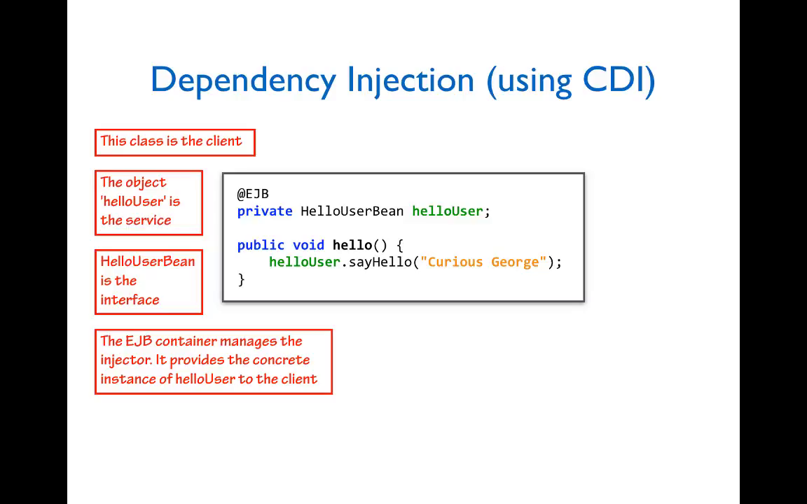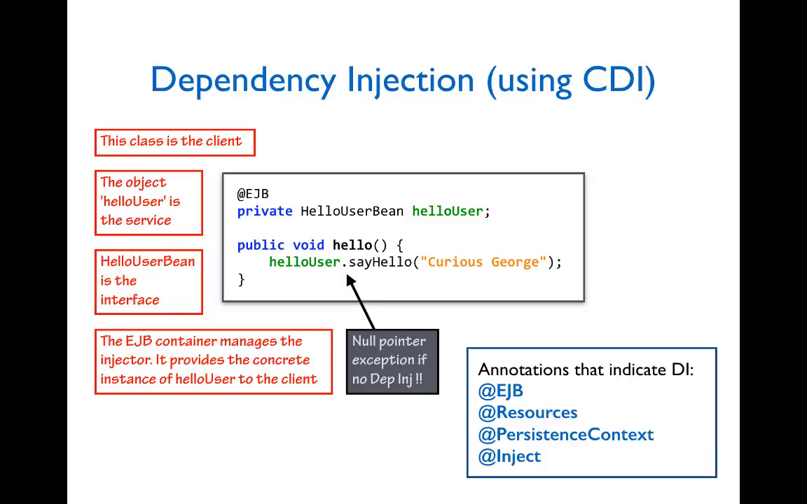Okay, the answer is that the invocation of the sayHello method would cause a null pointer exception because HelloUser was never initialized, so its value would be null. When you see annotations such as @EJB, @Resource, @PersistenceContext, or @Inject on variable declarations, it typically indicates that the implementations of those objects will be injected by the container rather than created in the current class.